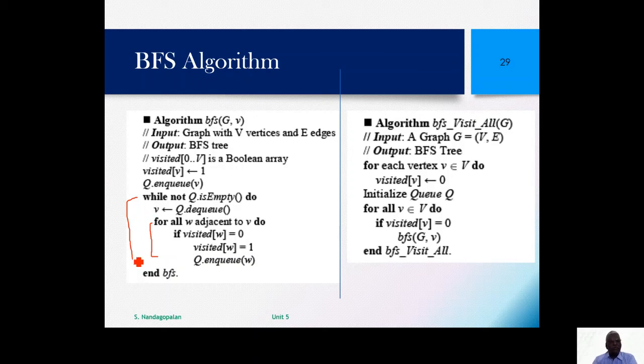So the outer while loop will be executed as long as we have elements in the queue. The inner for loop is mainly to add the adjacent vertices from V into the Q. So this will not work for a disconnected graph. So we have another algorithm which will visit all the vertices even if it is not connected. So this for loop actually will do that job. Sorry, this for loop will initialize and this for loop will check that.